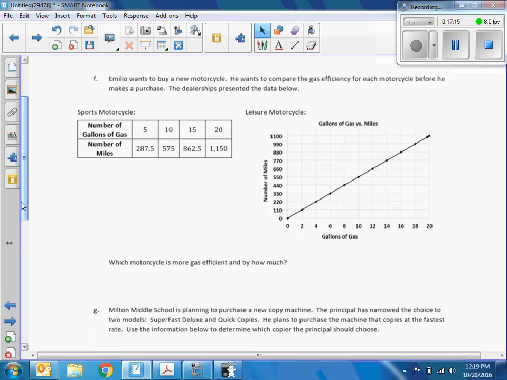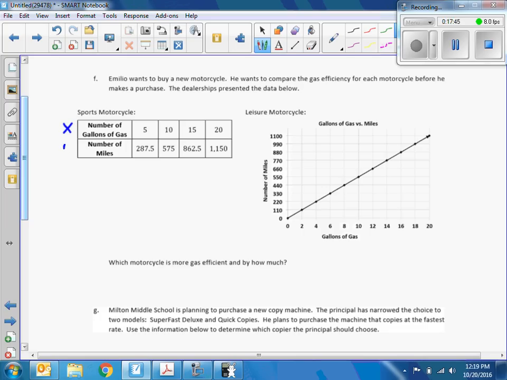Emilio wants to buy a new motorcycle. He wants to compare the gas efficiency for each motorcycle before he makes a purchase. Dealerships presented the data below. Which motorcycle is more gas efficient and by how much? Okay? We're given a table, we're given a graph. This is just seeing if you can understand how to find his gas mileage, K, in 2 different ways. One's a graph and one is a table.